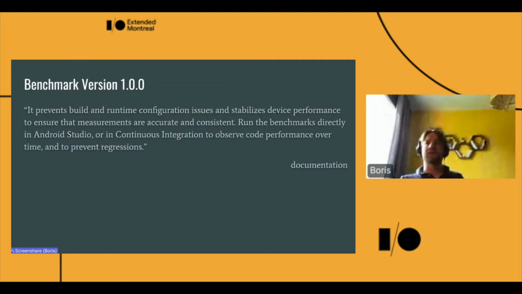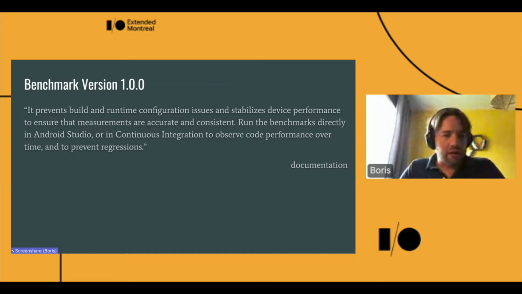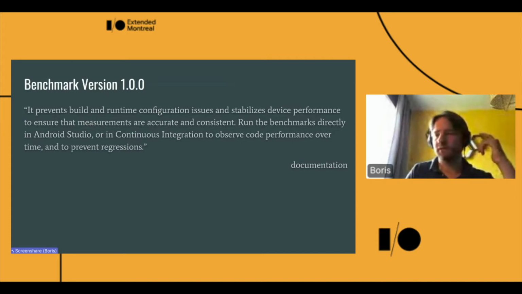So from the documentation, the idea is to ensure that the measurements are accurate and consistent. And you can also run it directly in Android Studio, but I think the best way is to have it integrated with your CI tool and check, release after release, if you've got some regression. And I will share it later, there's a very nice post about that. We will talk about that later.